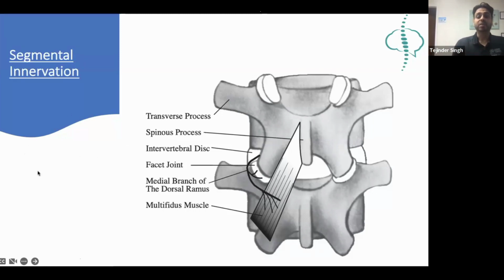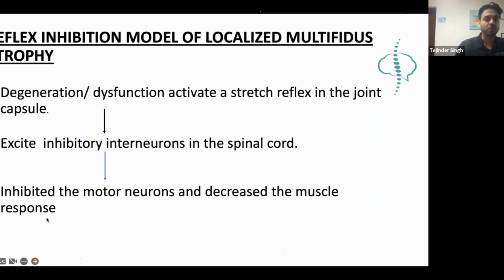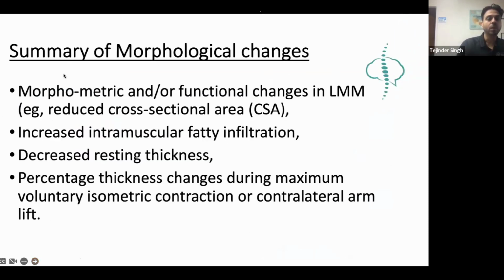And the amount of research available is just stupid. I keep saying that, but that's what it is. They have seen these morphological changes whenever you have back pain. The cross-sectional area of the muscle shrinks or decreases, leading to intramuscular fatty infiltration. Okay. And that decreases the resting thickness. Even when the muscle is not contracting, the muscle volume has reduced.